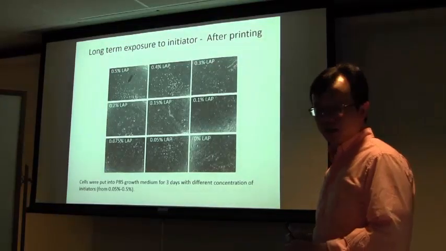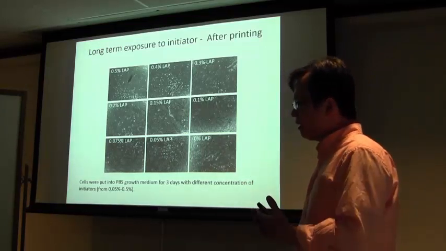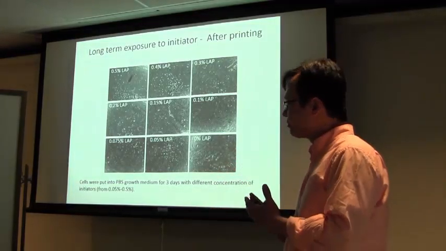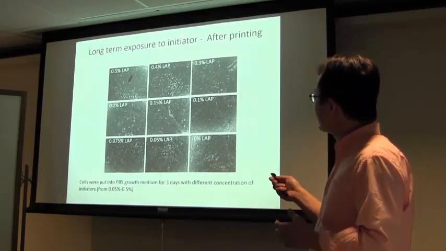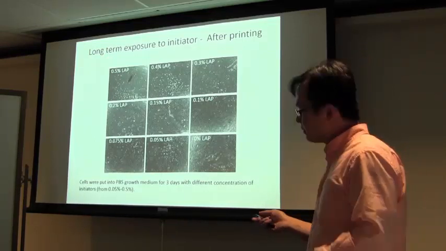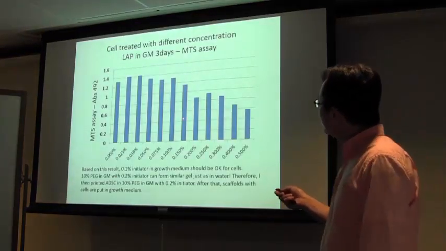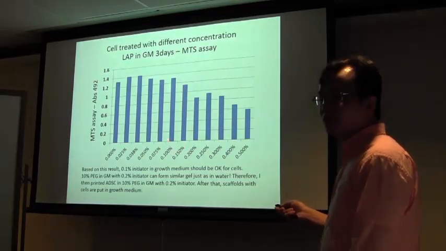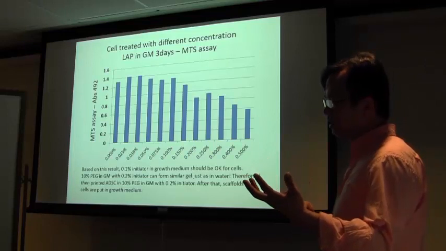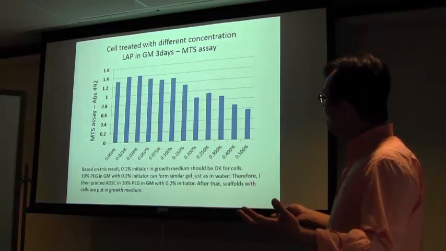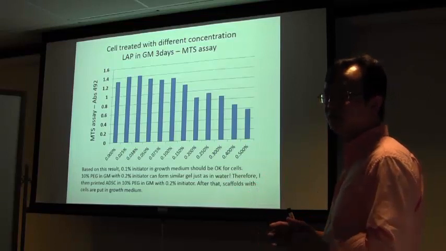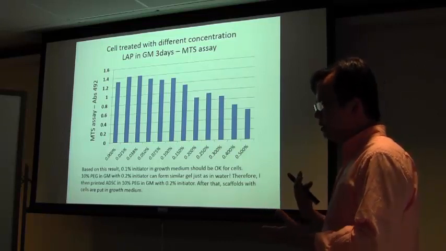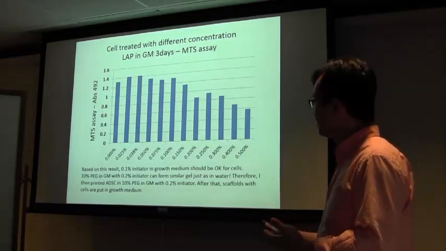And also you do the long-term test. Long-term means once you finish printing, the initiator still stays inside the polymer. So how does it affect the cells? So we do a long-term exposure test for 3 days, and here's the result. If you do long-term, the concentration of the initiator should not be more than 0.15%. That means you either reduce the initiator concentration to this number, or you have to dilute it the right way once you fabricate the scaffold. So these two tests are very important when you design a new experiment or develop a new initiator for 3D printing.